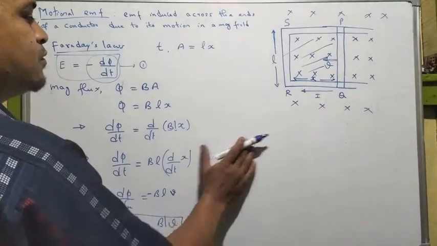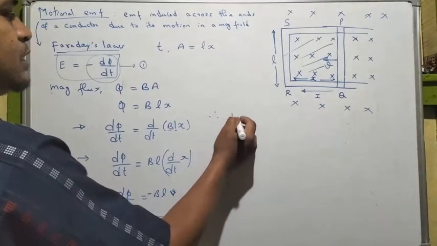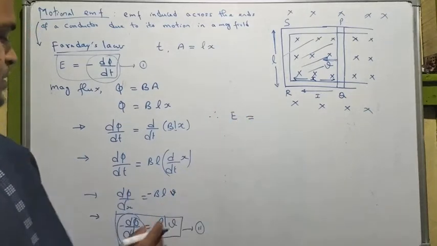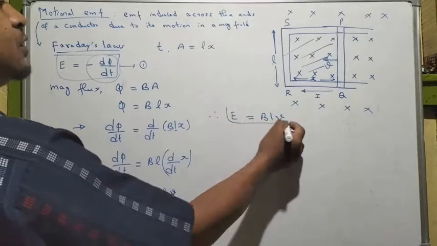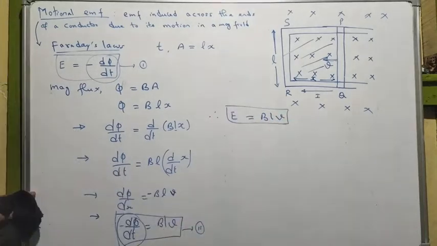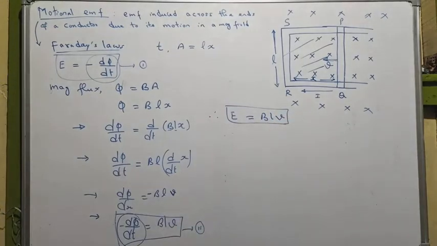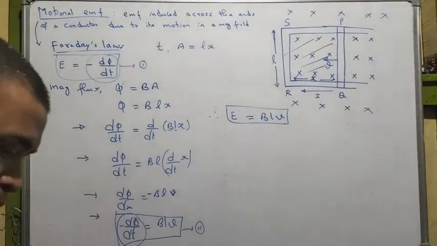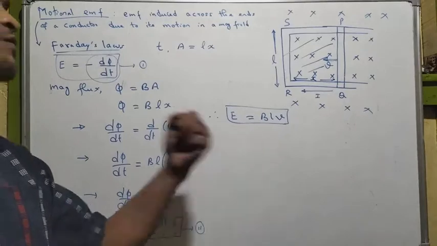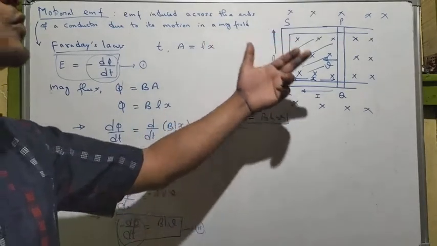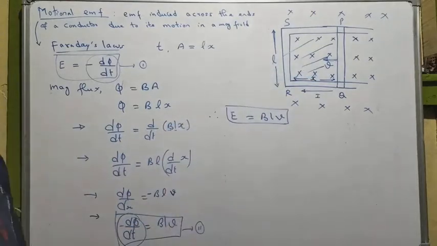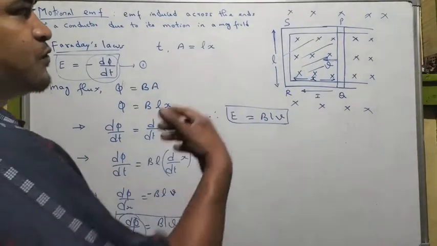So therefore I can say that this EMF in this case is equal to BLV. This is the equation of the motional EMF which is acting in this case. Because of the presence of this EMF, the current should flow through this conducting loop. As I said, the current will flow through the loop.